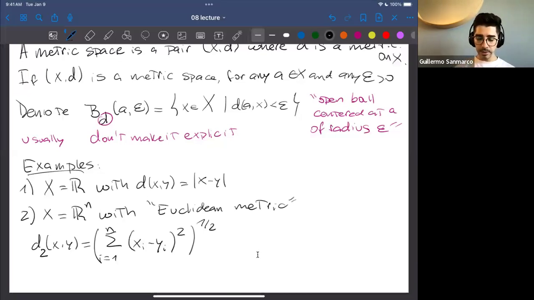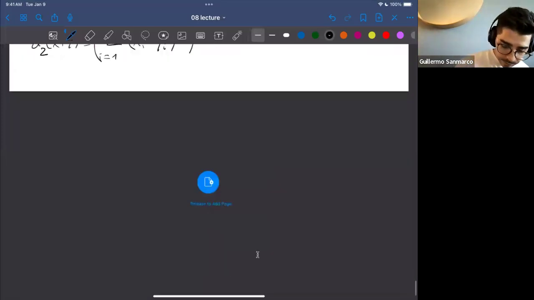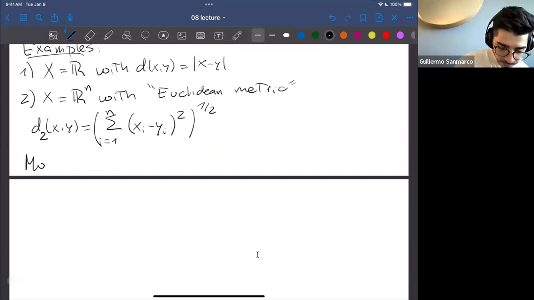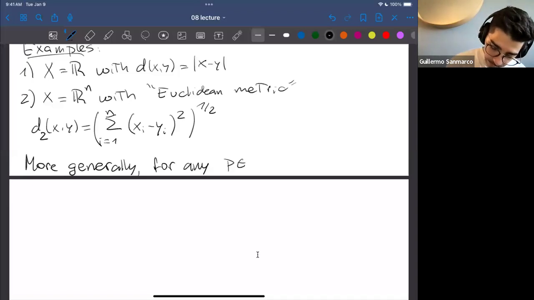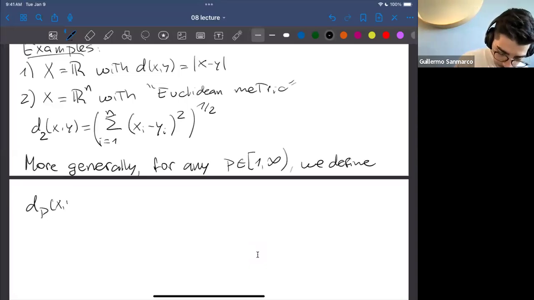This is called the standard Euclidean metric on Rn. But more generally, this d2, this standard metric, you can generalize it to any p which is at least 1. So for any p bigger than or equal to 1, we can define a metric. Probably you haven't seen this one before, d_p(x,y). Very similar, but instead of 2, I will use p: the sum of |xi minus yi| to the pth power, and then the pth root.